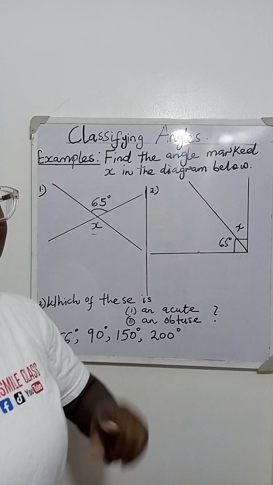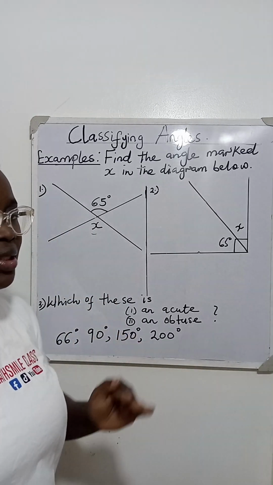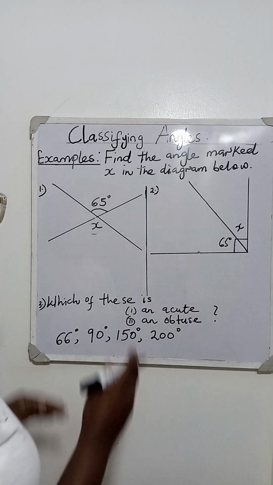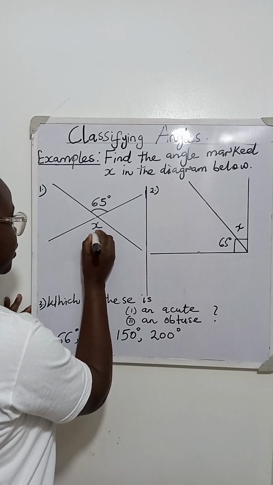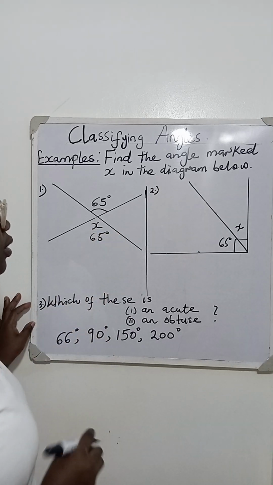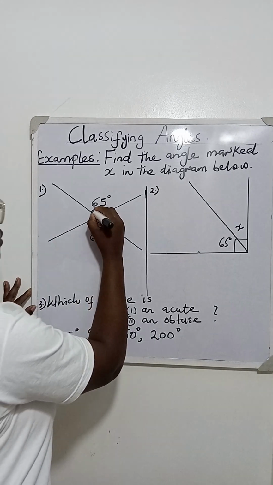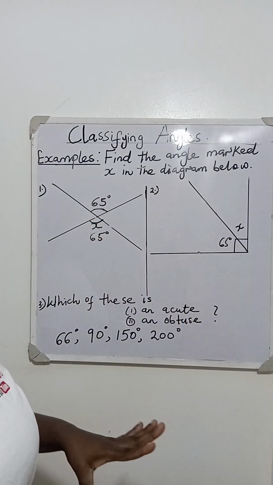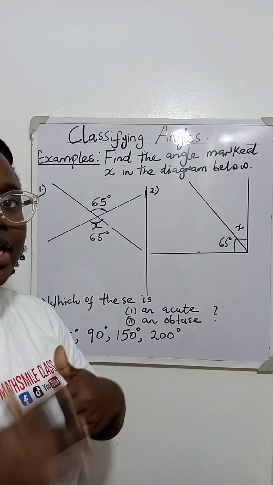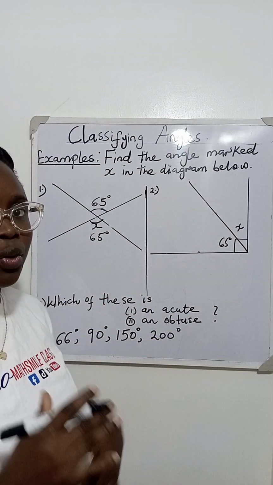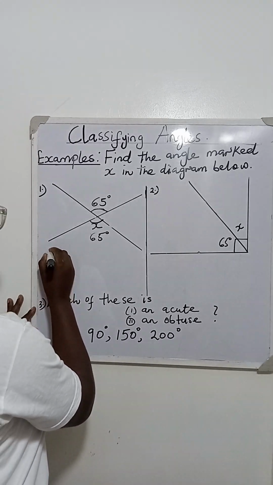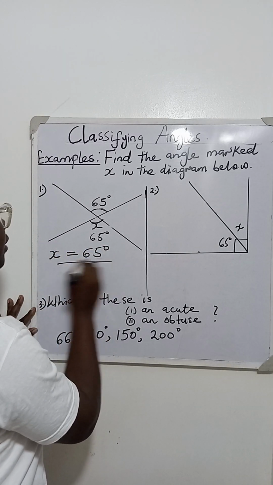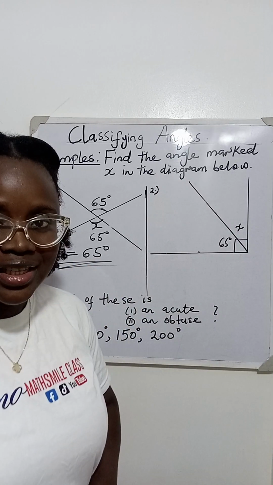Remember the last class, we discussed different types of angles. So what type of angle does this angle fall under? Of course, X will be 65 degrees. Why? Because these angles are opposite to each other. So this is a very typical example of opposite angles or vertically opposite angles. So here, X equals what? 65 degrees. Easy and quick, right?